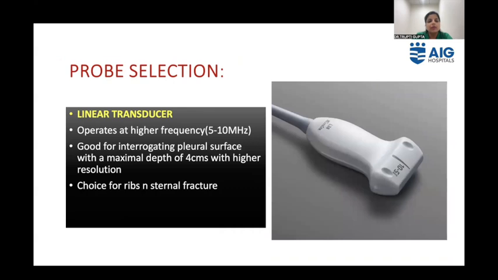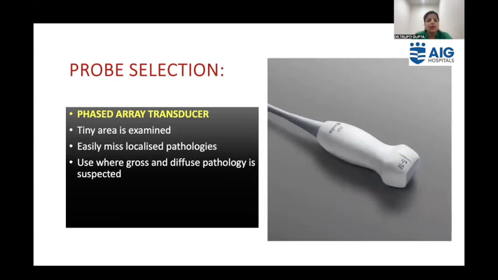Coming to the linear probe, whenever we feel that we need to look at more superficial structures, we go for this. This operates at a much higher frequency and gives a very clear resolution. It is the choice for rib or sternal fractures or any superficial structures. Coming to the phased array transducer, there is a disadvantage in using this transducer: it has a very tiny area of examination and we can easily miss some localized pathology. We should use this probe only when we are expecting some gross or diffuse pathology.